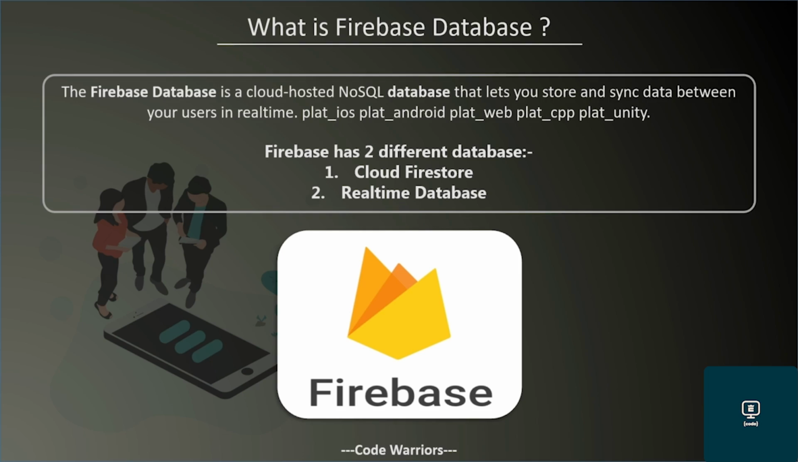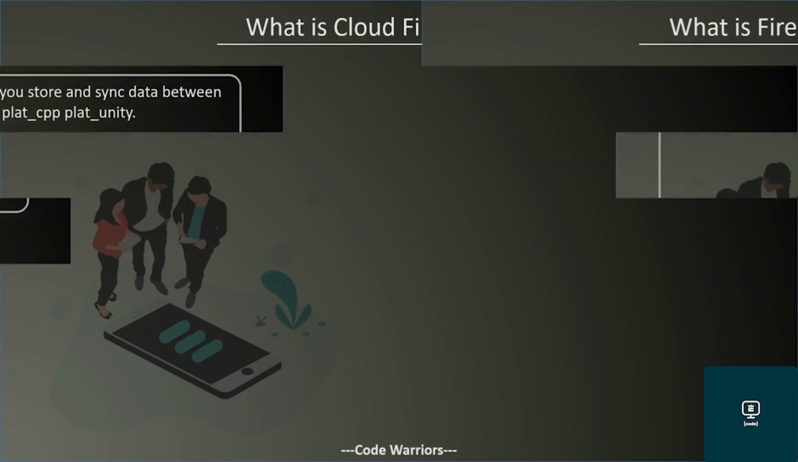Now the second one is the real-time database. The real-time database deals with the JSON tree hierarchy. That is, it is like one tree structure. That is the root node, and after that its child will be there, and the child's sub-child will be there. So the real-time database deals with the JSON tree.